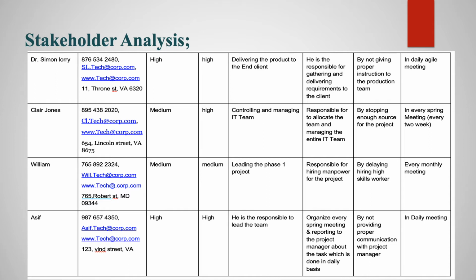So Asif is a technical team lead. Okay, so he has high involvement in this project. He is responsible to the team, responsible to lead the team, organize every sprint meeting and report to the project manager about the tasks which are done on a daily basis. So by not providing proper communication with the project manager, the project can be delayed.